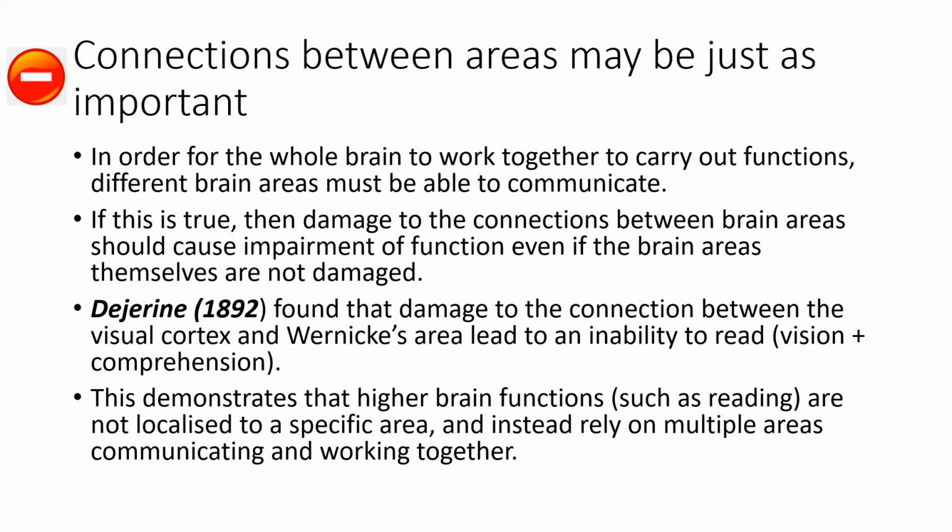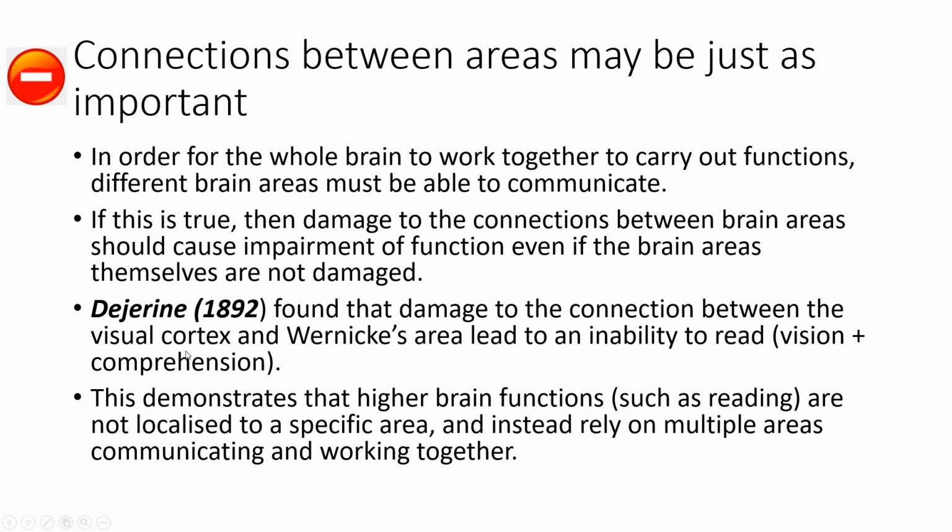So Desjardins in 1892 found that damage to the connection between the visual cortex and Wernicke's area led to an inability to read. So the visual cortex is obviously associated with vision, and Wernicke's area is associated with understanding speech, understanding the meanings behind language. So in order to read a sentence, you need to be able to see it, and then also be able to make sense of the word that you are reading.